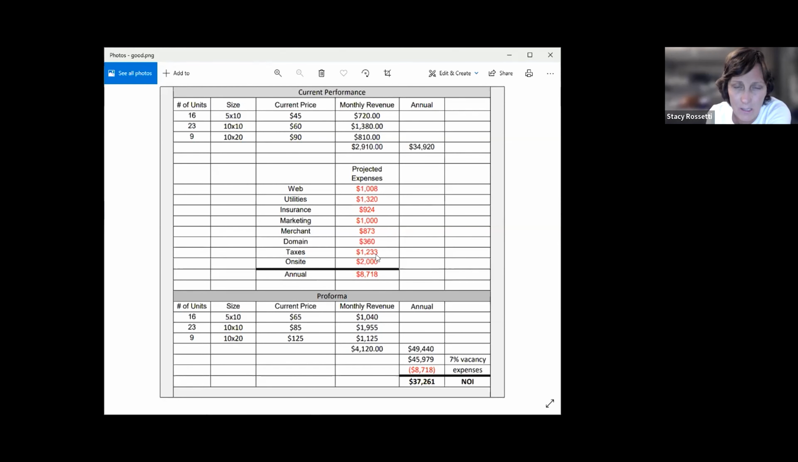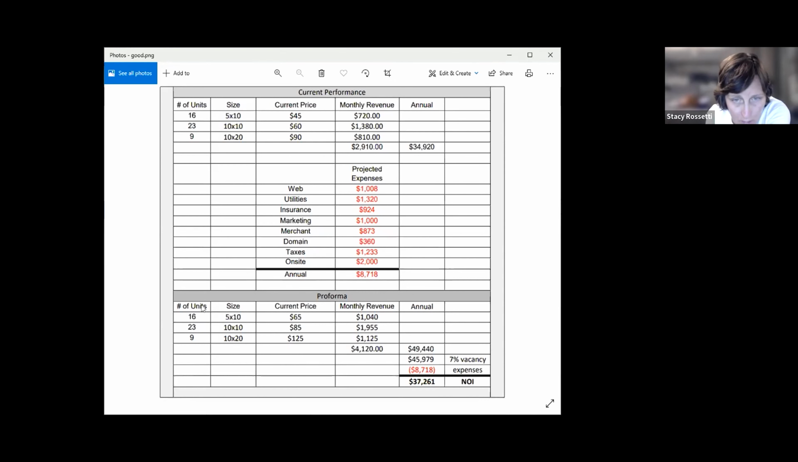Taxes is $1,233, right? And the on-site, maybe boots on the ground, maybe repairs and things like this, is $2,000. When they say on-site, I would consider that to be boots on the ground. So their annual expenses come out to about $8,718. Okay, we'll get to that here in just a minute.